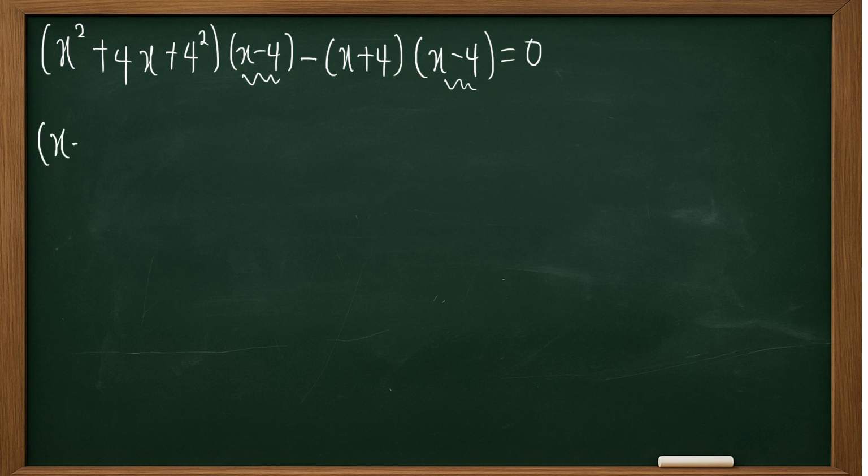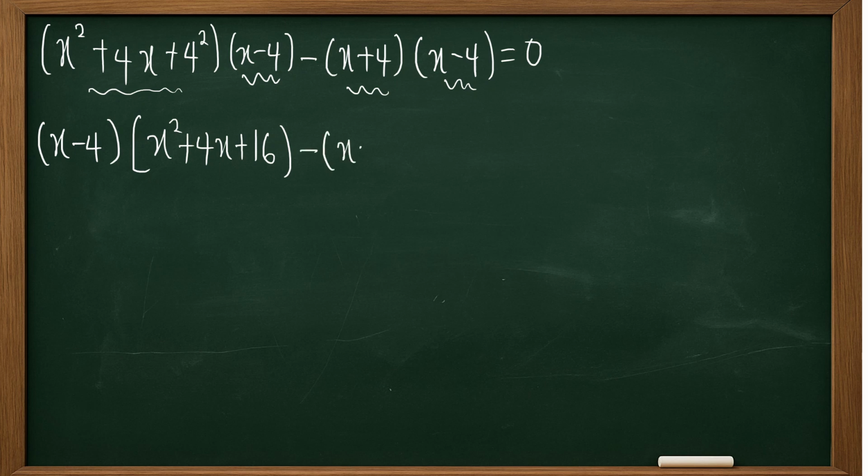Here I'm going to have x minus 4. And here we're going to have the remaining value, which is x squared plus 4x. 4 squared is going to be 16. And also here I'm having this, which is minus x minus 4.